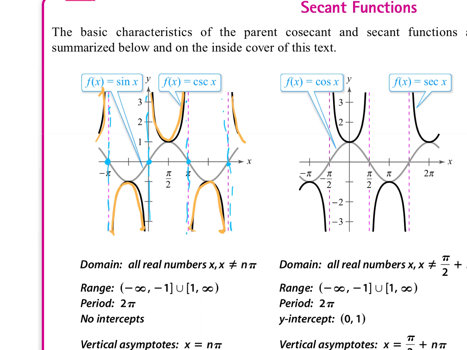Secant goes with cosine, and the same thing applies. Wherever cosine crosses 0, we put an asymptote there. So our asymptotes would go through wherever cosine crosses 0. And then on the relative max and min of the graph, we would just draw our parabolas.